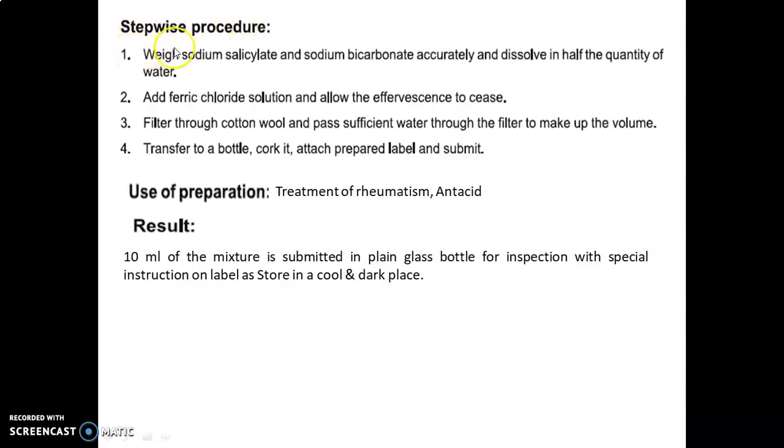Stepwise procedure: First, weigh sodium salicylate and sodium bicarbonate accurately and dissolve in half the quantity of the water. Second, add the ferric chloride solution and allow the effervescence to cease. Third, filter through the cotton wool and pass sufficient water through the filter to make up the volume. Fourth, transfer to a bottle, cork it, attach the prepared label and submit. Use of the preparation: used in the treatment of rheumatism and as an antacid.